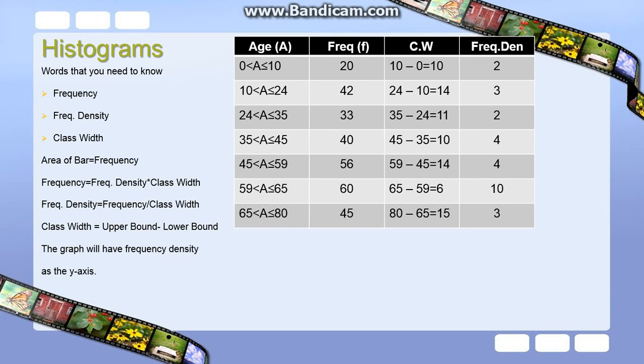Sorry guys. You just use the formulas here, which is frequency density equals frequency divided by class width. So frequency density here equals frequency 20 divided by 10, which is 2. If you don't know your multiplications, then I really suggest that you do them again. 42 divided by 14 equals 3.